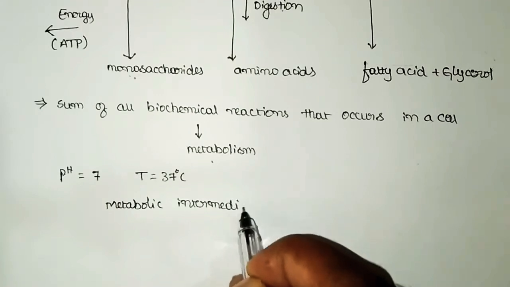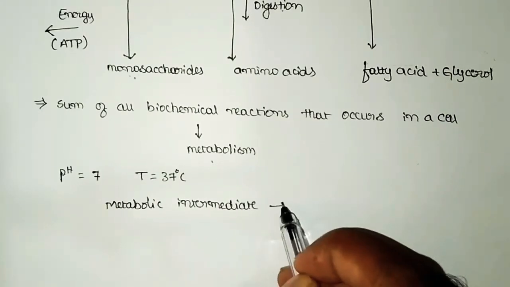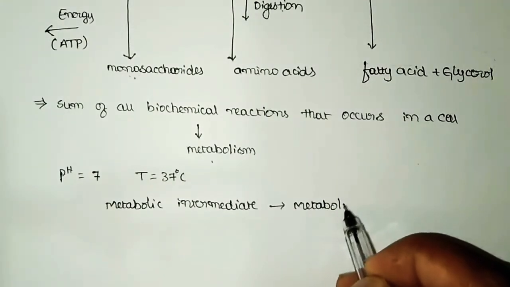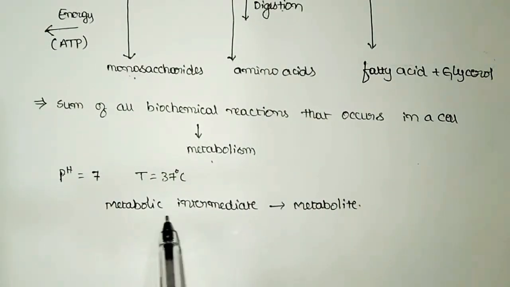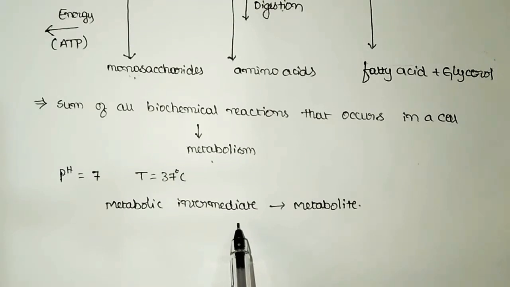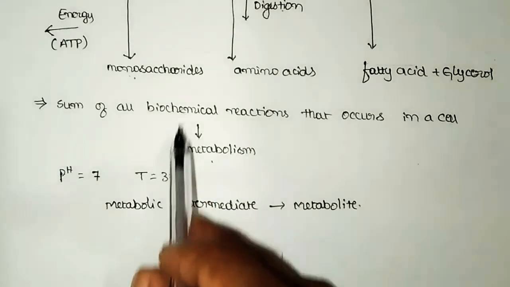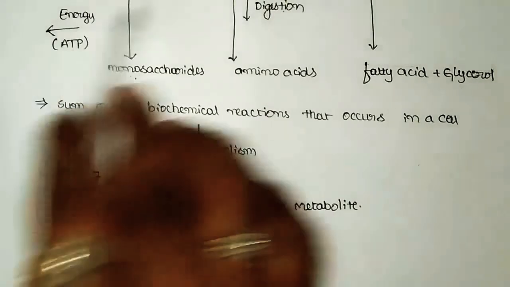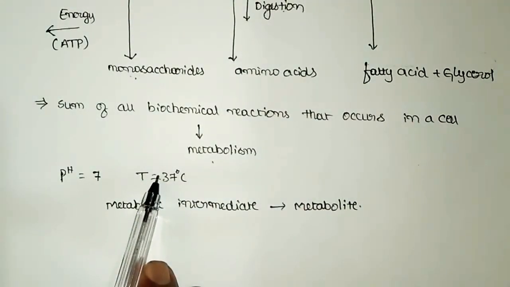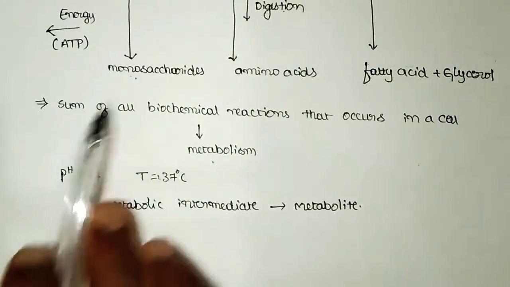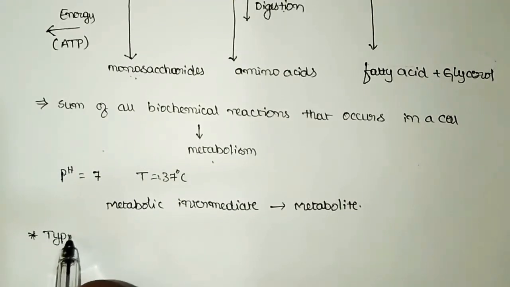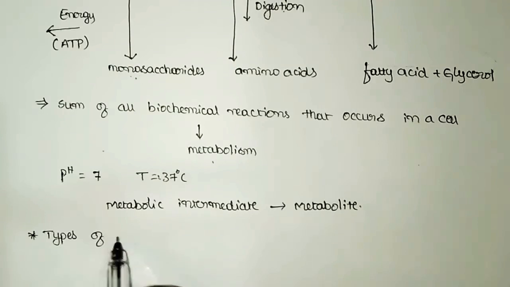Each and every metabolic intermediate will be simply pronounced as metabolite. So each and every metabolic intermediate that is produced in a metabolic pathway will be called a metabolite. And this is some introduction that is required for metabolism. Now we shall directly enter into the main concept, that is types of metabolism.